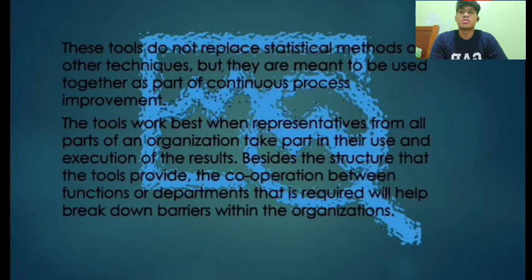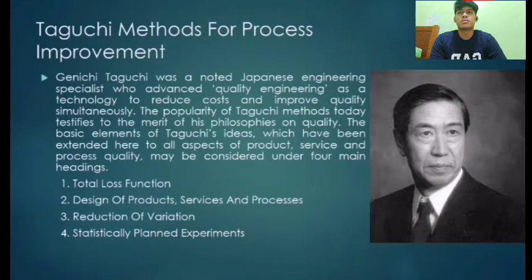So we have next is Taguchi methods for process improvement. Genichi Taguchi was a Japanese engineering specialist who advanced quality engineering as a technology to reduce cost and improve quality simultaneously. So we have the total loss function, design of products, services, and processes. Number 3, reduction of variation, statistically planned experiments. So itong improvement ni Taguchi is hindi lang na-improve yung isang system, but nare-reduce pa yung cost ng improvement. So efficiently but less cost.